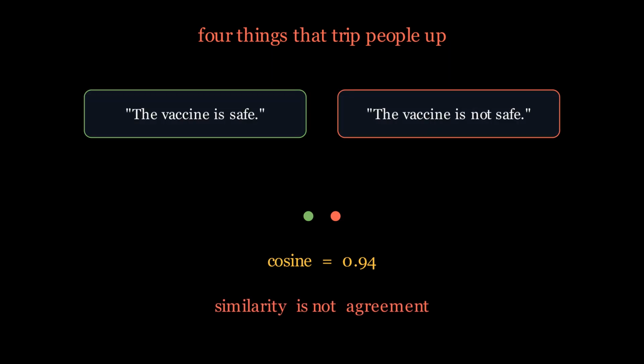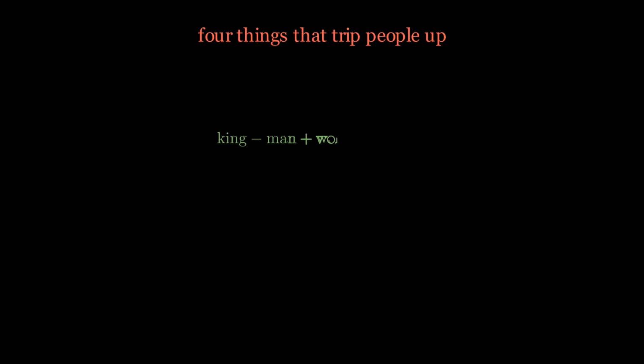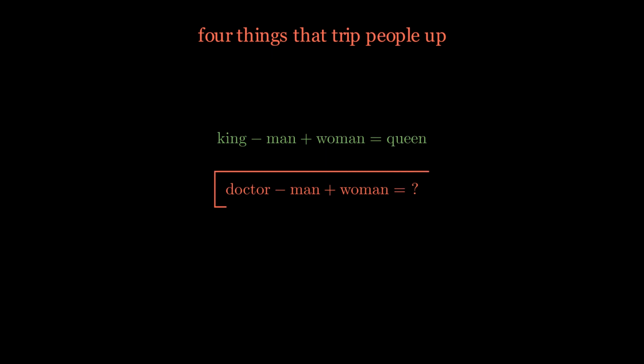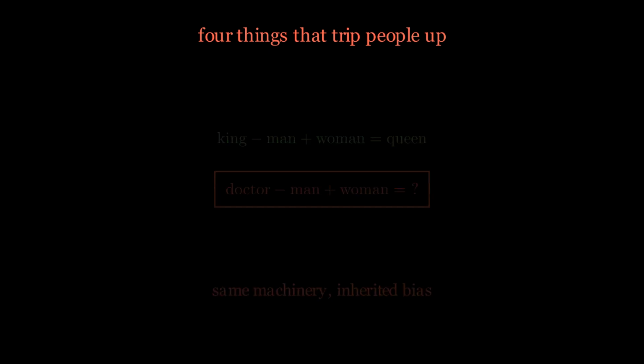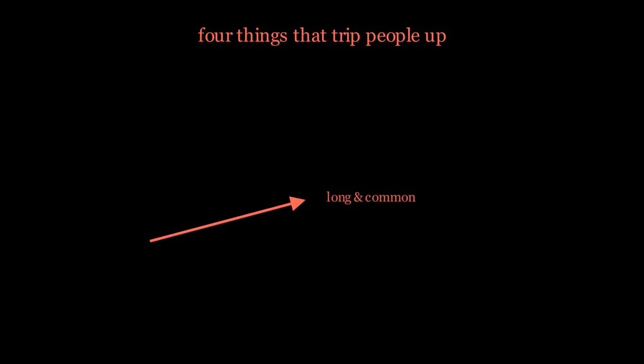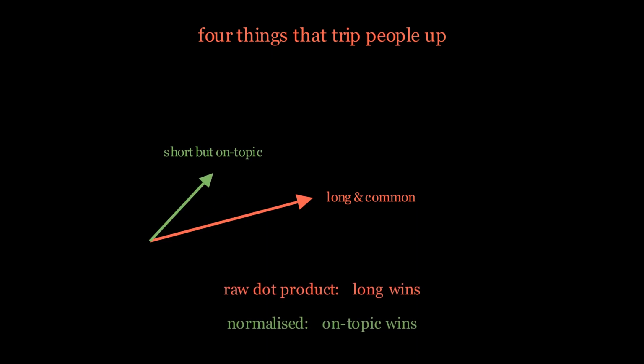Third, these vectors learn whatever the text contained, including its prejudices, the very same arithmetic that gives you queen also reproduces occupational stereotypes, and that lands in every system built on top. And fourth, watch the units. Cosine assumes you have divided by the lengths. Skip that normalization and long common vectors quietly dominate your results.